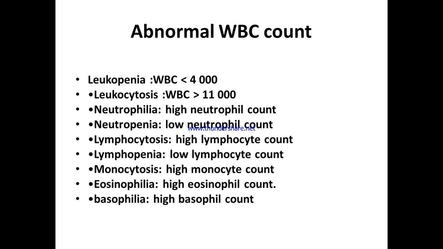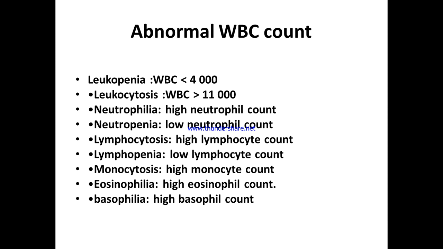Abnormal white PC count. We will discuss the first part of the abnormality of the white PC, which includes the non-tumorous disorders of the white PC. First, the abnormal white PC count. As definitions, the term leukopenia refers to when white PC is less than 4,000 per deciliter. It means reduced level of white PC below the lower limit, while leukocytosis is when white PC is more than 11,000 per deciliter.